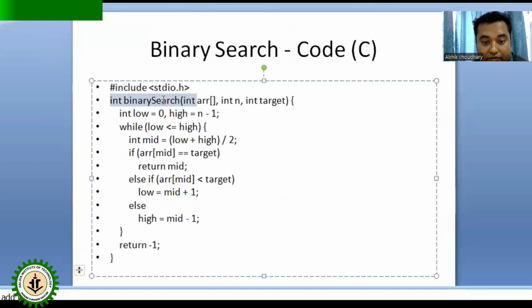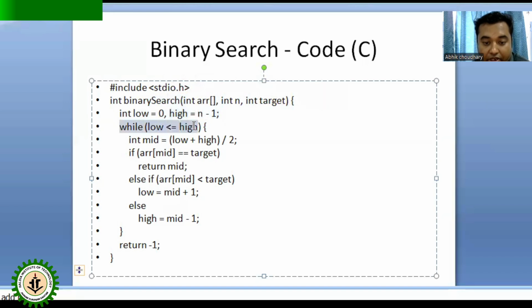We have to take one function, binary search. We have to pass three arguments in that function. First is the array, and the length of this array is n, how many elements are in that array, and the target, which means which item you have to search. This is stored in the target variable. So firstly, initialize the low value as 0 and the high value as n minus 1.